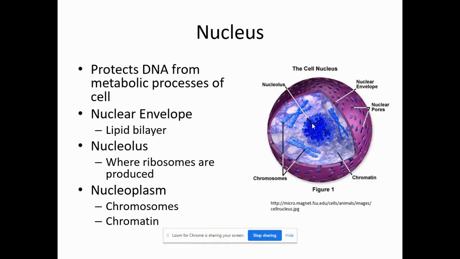And then the nucleus has a dense fluid inside. It's called the nucleoplasm, which is similar to the cytoplasm of the cell that we'll talk about, and the DNA is suspended within the nucleoplasm. That DNA sometimes is organized as chromosomes, but most of the time it's uncondensed and exists as chromatin. So when the DNA becomes condensed, it's considered chromosomes, and when it's uncondensed, it's considered chromatin.